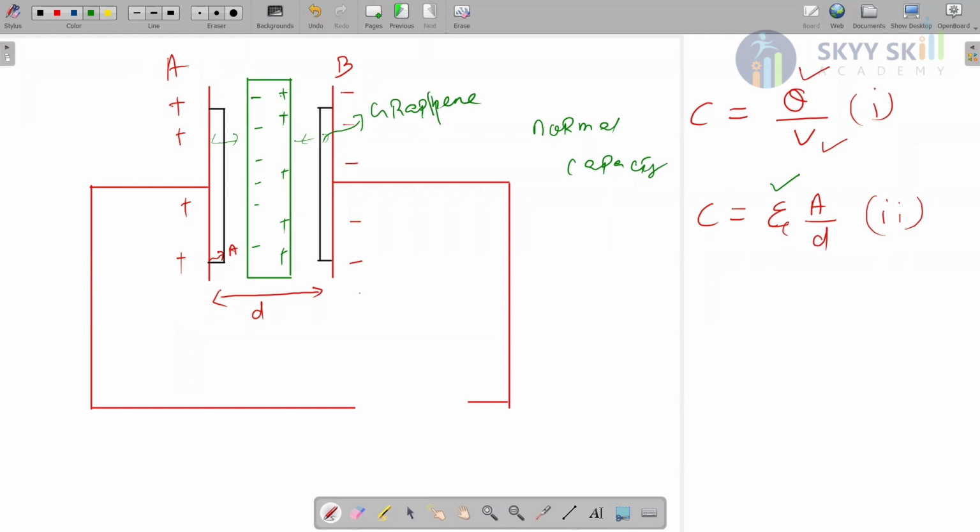Now, graphene is a porous material, just like pumice stone. You have seen pumice stone; it is a porous stone. So graphene is also a porous material. When the porosity of the material increases, obviously the total exposed surface area will also increase.